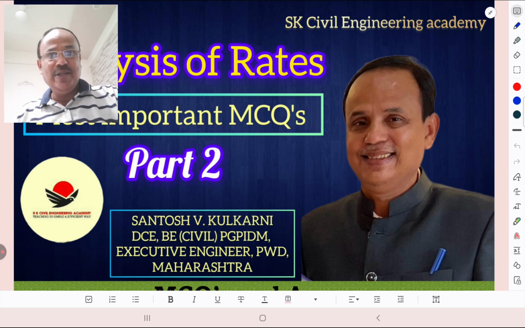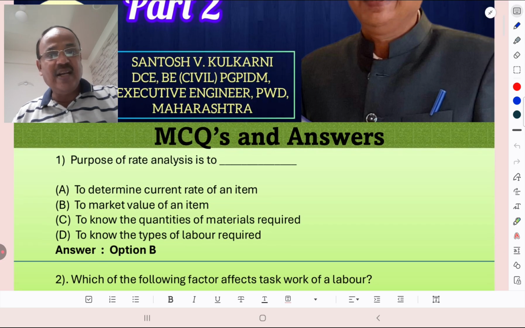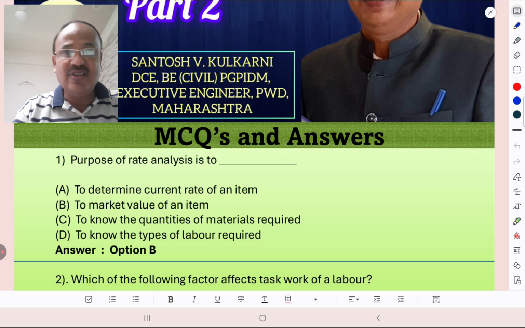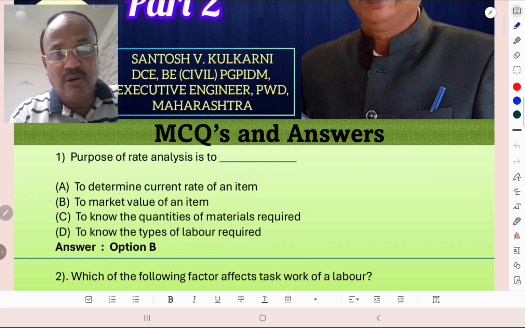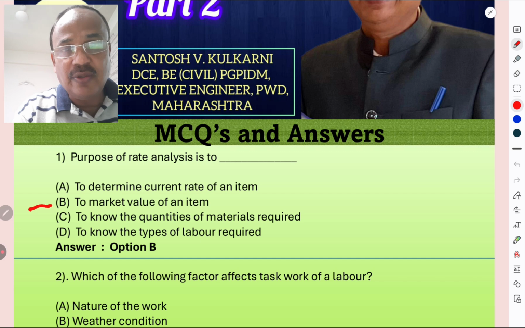Today I am going to deliver my lecture on most important multiple choice questions based on analysis of rates. So let us start the lecture. First, the purpose of rate analysis is to determine the current rate of an item or the market value of an item, to know the quantities of materials required or to know the types of labor required. The rate analysis is to determine the market value of an item. The market value is the most appropriate answer.